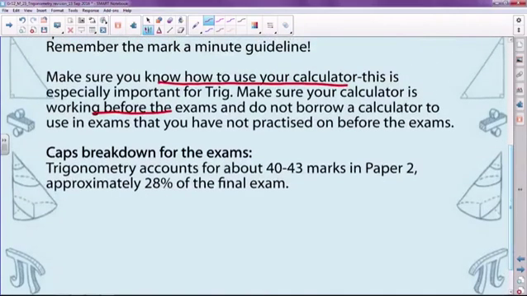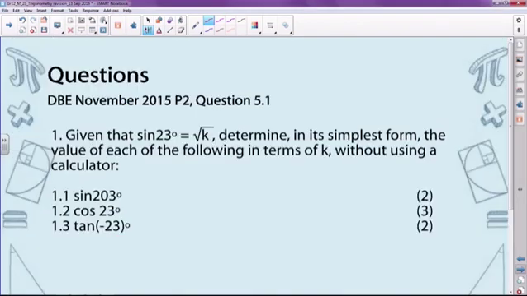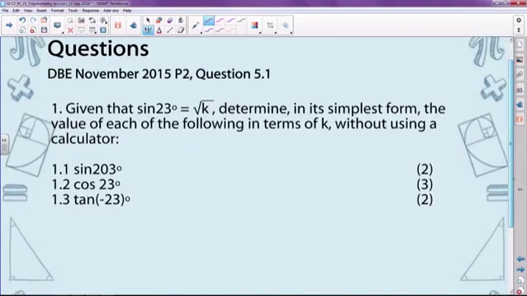The CAPS breakdown for the exam: trigonometry accounts for about 43 marks in paper 2, and that's about 28% of the final exam. That's quite a lot of marks, and it is a section that you can do very well in by practicing through past papers, as I've said before.